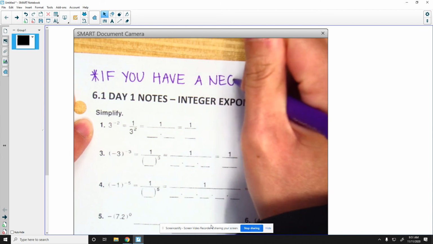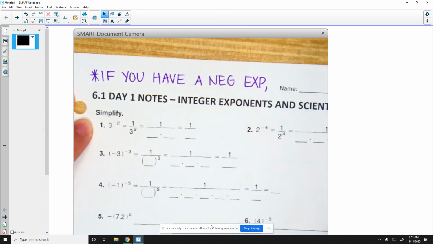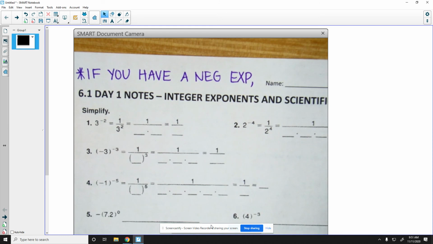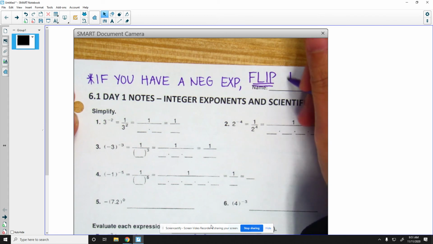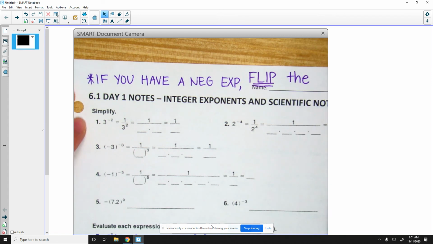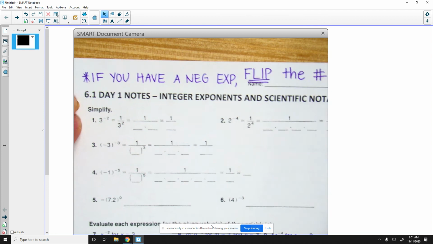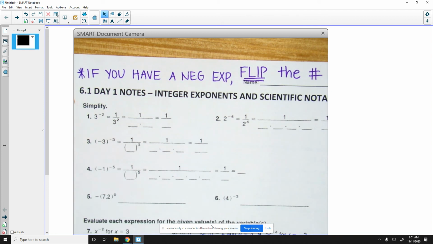All right, so on top of your paper, please write, if you have a negative exponent, your rule is you're going to flip the number, or flip the problem, or just flip it. So if it was on the top, it's now on the bottom. If it's on the bottom, now it goes to the top. So write that at the top of your paper, please. If you have a negative exponent, flip the number. If it was on the top, it goes to the bottom. If it was on the bottom, now it goes to the top.